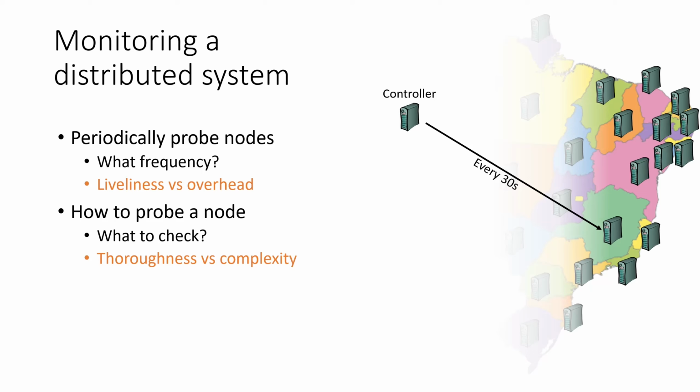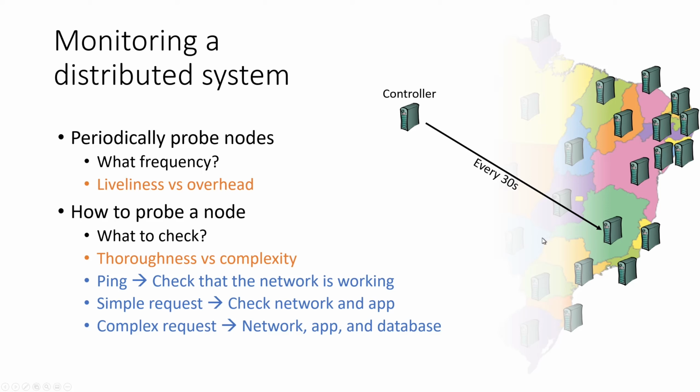So let's check an example. So here, the controller is probing the node every 30 seconds. So this is going to detect failures reasonably fast, and we're going to notify the local staff so that it can fix it. And we can also evaluate different types of probes. So we can send a ping to this node, and the ping will check that the network is up and that the server is turned on. So we send a ping over the network, then we get a pong. So we just know that the server is up.